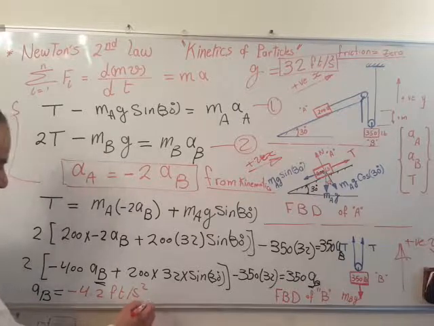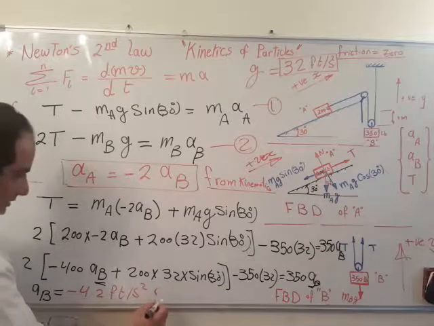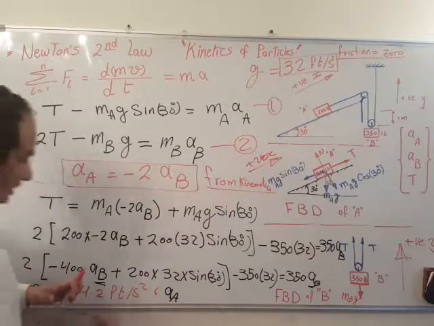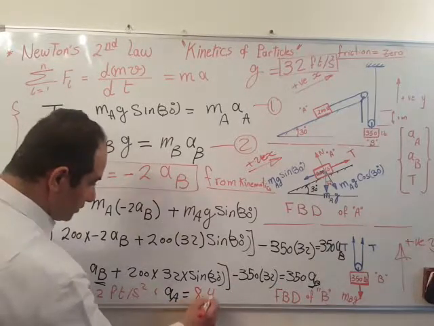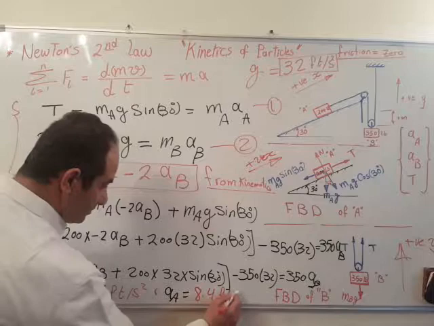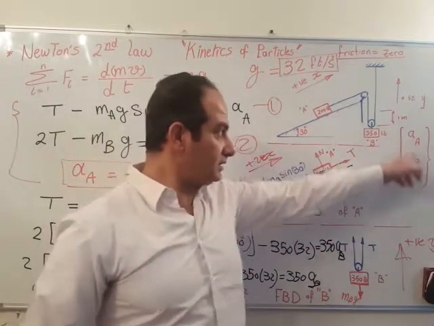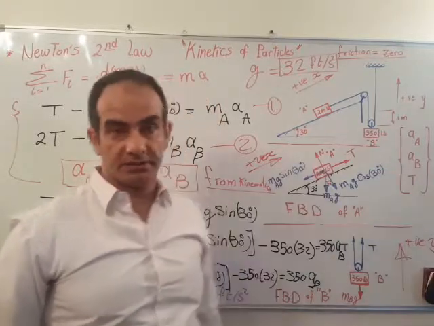Consequently, you can also easily calculate the acceleration of mass A, which is equal to 8.4 feet per second square. These are the first two requirements.